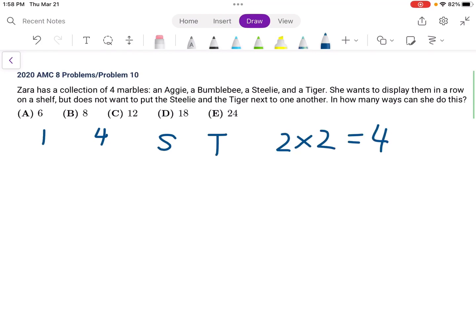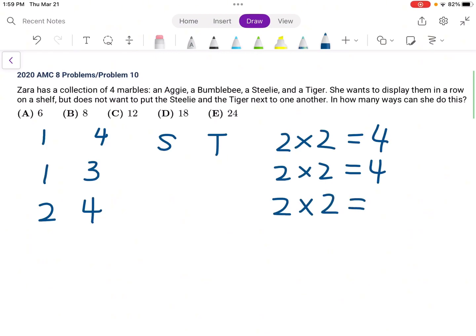And if Steely and Tiger take the first and third position, then similarly, Edge and Bumblebee can take the second and fourth position, and they can switch. That's again 2 multiplied by 2 equals 4 choices. And similarly, if Steely and Tiger take the second and last position, they also have 2 combinations of positions, and for each one, again, Edge and Bumblebee have 2 choices to place. And that's again 4 choices in total. So it's 4 plus 4 plus 4 equals 12 combinations.